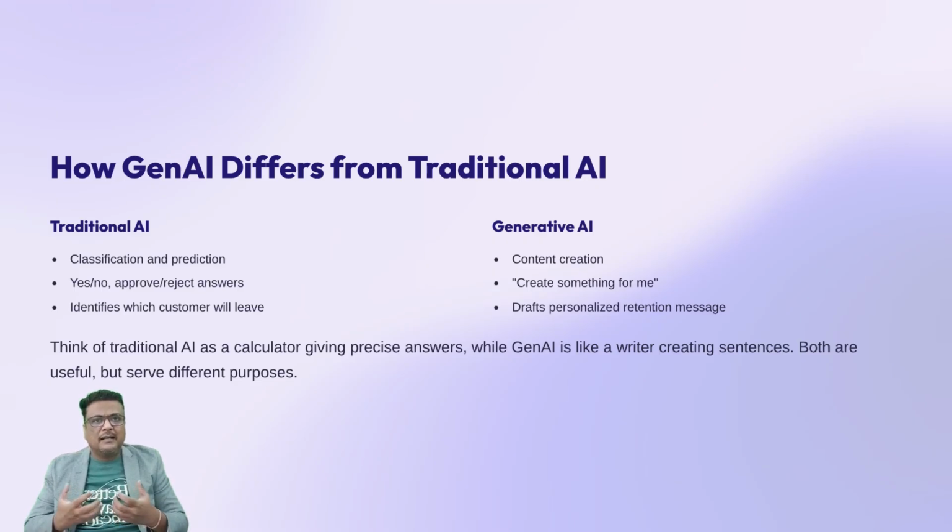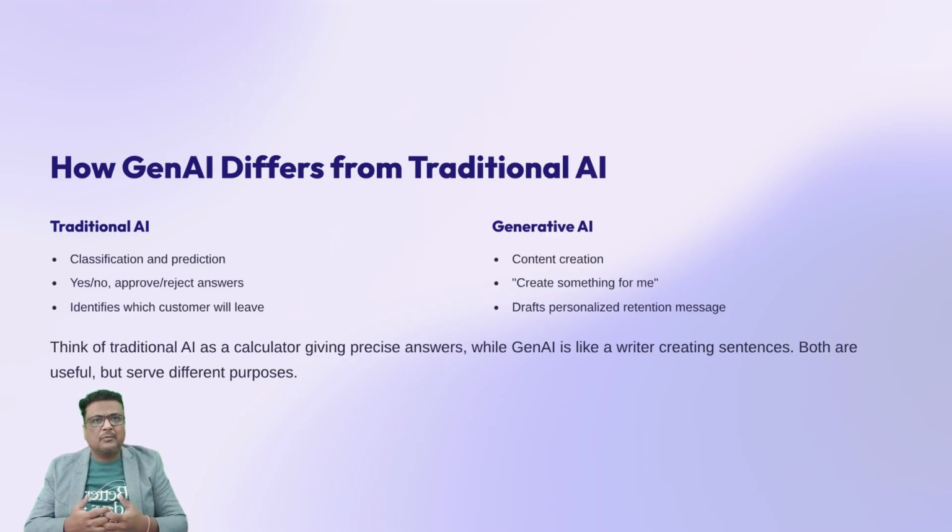Here's the official study guide definition, spoken naturally. Unlike traditional AI systems that focus on classification or prediction, generative AI models produce original outputs by modeling the underlying structure of data. Let me explain that slowly. Earlier AI systems mostly answered questions like yes or no, approve or reject, predict this number, classify this image. Generative AI answers a different kind of question, create something for me. Think of it like the difference between a calculator and a writer. A calculator gives precise answers. A writer creates sentences. Gen AI is closer to the writer side.